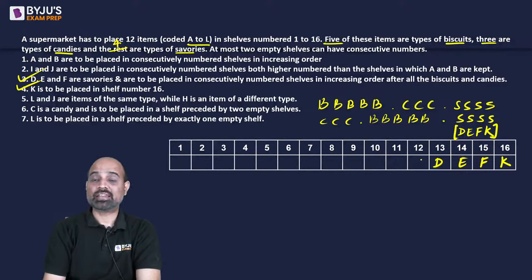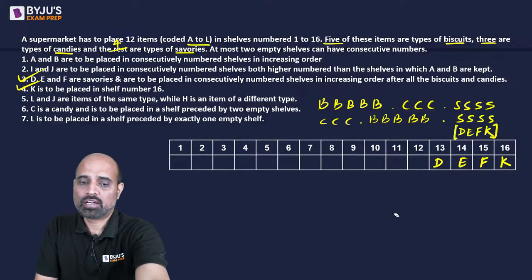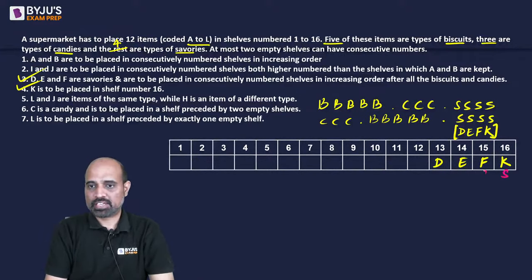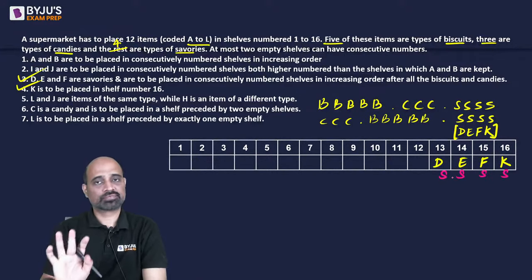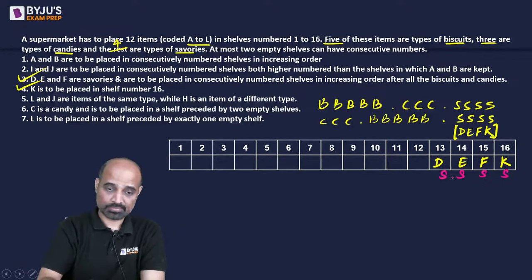Now before D, there may be at least 1 blank or maybe 2 blank. We don't know that. At least one there will be, right? There is a gap between similar type of items. So I'm going to write down savories, savories, savories, and savories. We don't know before that whether we have biscuits or candies. Okay? Let's read further.